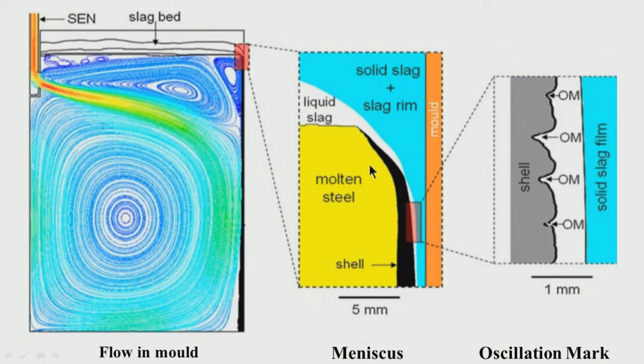At the meniscus, I have shown what is there: molten steel on top of that liquid slag, on top of that solid slag. So, this is that meniscus area, which has been magnified, and this particular area has been magnified here.